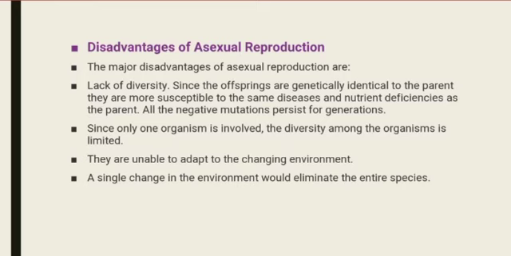Unlike other organisms which have mutations and new variations in them, they are not that much able to adapt to the changing environment because of the lack of adaptations. A single change in the environment would eliminate the entire species. So these are the disadvantages of asexual reproduction.